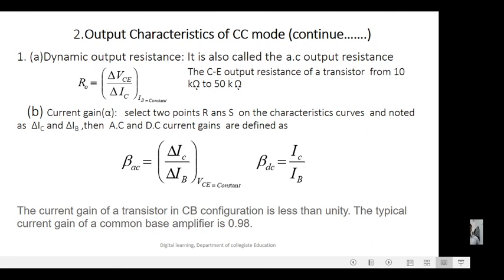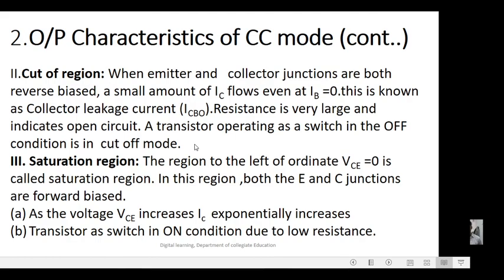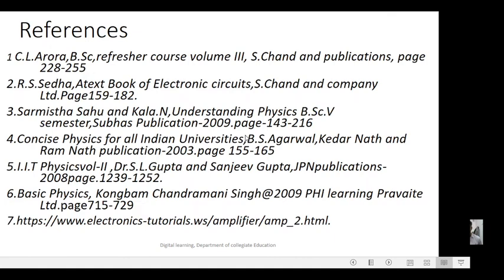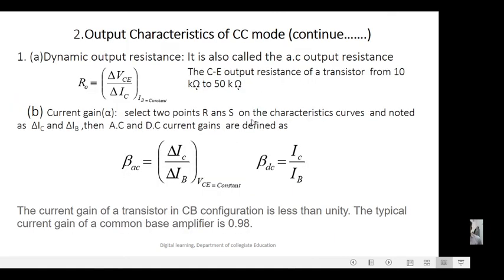Output characteristics of CC mode continued. The dynamic output resistance, also called the AC output resistance, R0 equals delta VCE by delta IC, with IB constant. The output resistance of a transistor, from 10 kilo ohm to 15 kilo ohm, is the typical value. For current gain, select two points R and S on the characteristic curves and note delta IC and delta IB.